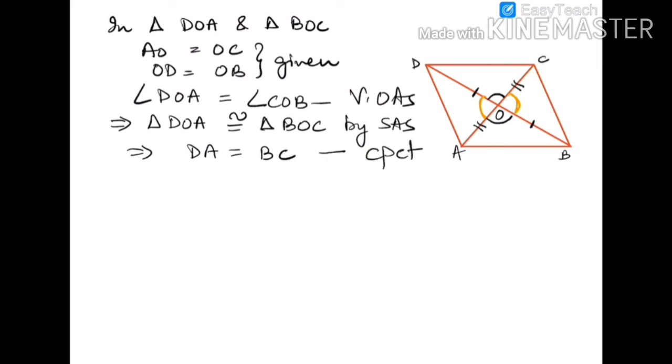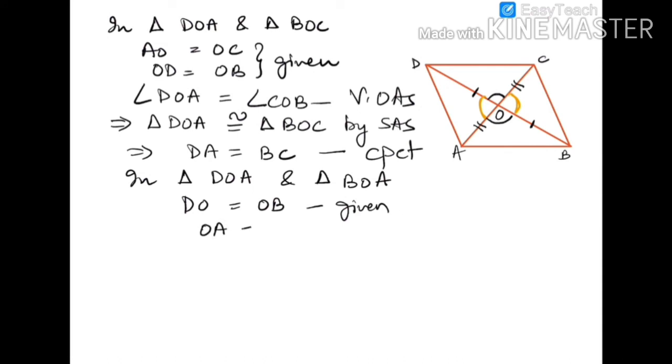Now we have shown DC equal to AB and we have shown DA equal to CB. We have not yet shown that all sides are equal. We have shown the opposite sides are equal. So in order to show all sides equal, we have to show any two adjacent sides equal. So let's consider triangle DOA and triangle BOA. DO is equal to OB, that is given, and OA is a common side in these two triangles.